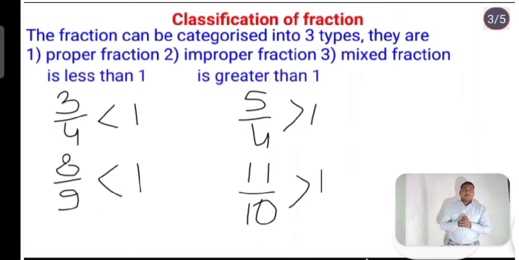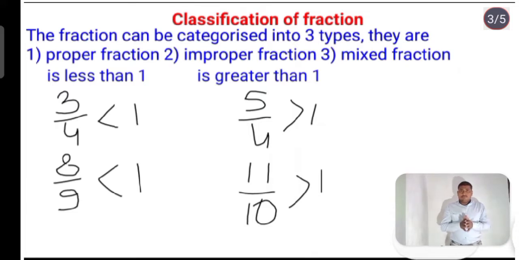Now, classification of the fraction. We introduced what is a fraction. Now, classification of the fraction. Fractions are of 3 types: proper, improper and mixed. Proper fraction, improper fraction and mixed fraction. A fraction whose value is less than 1 is called a proper fraction. A fraction whose value is greater than 1 is called an improper fraction.